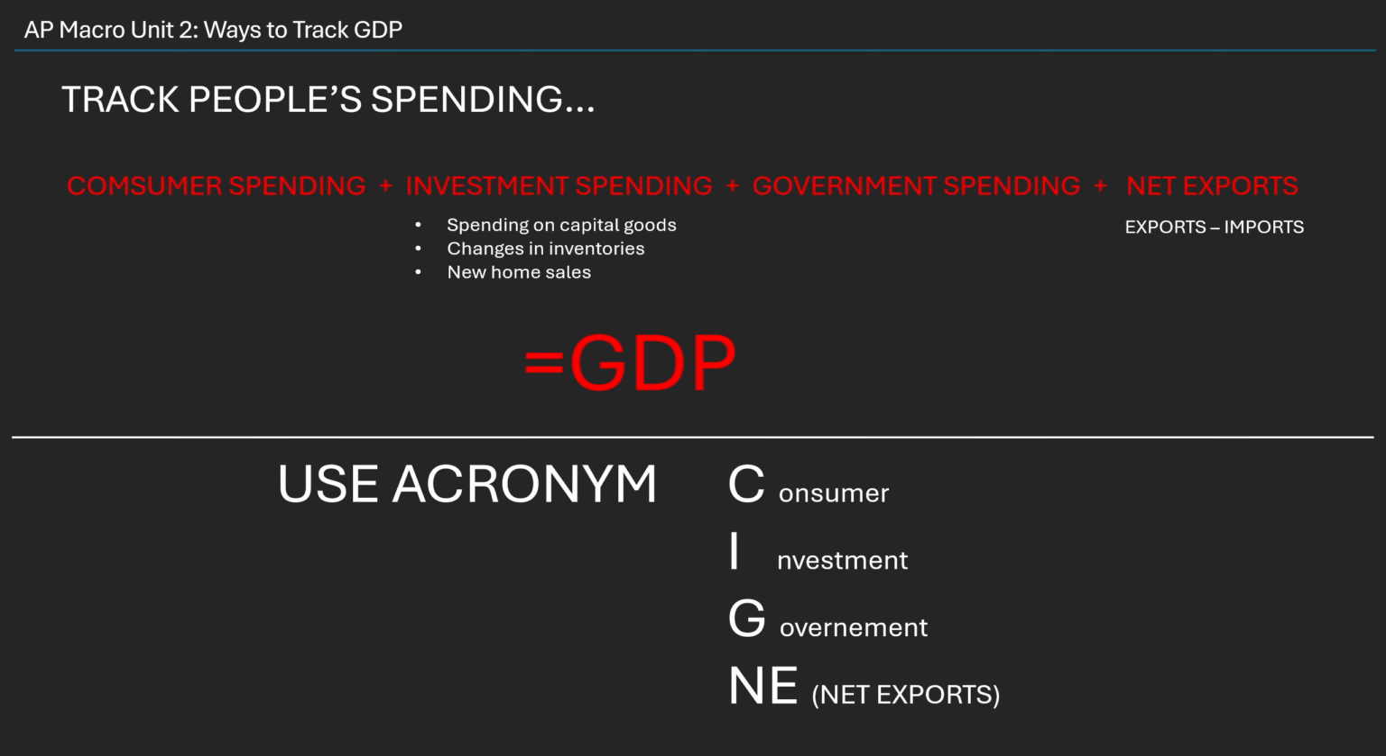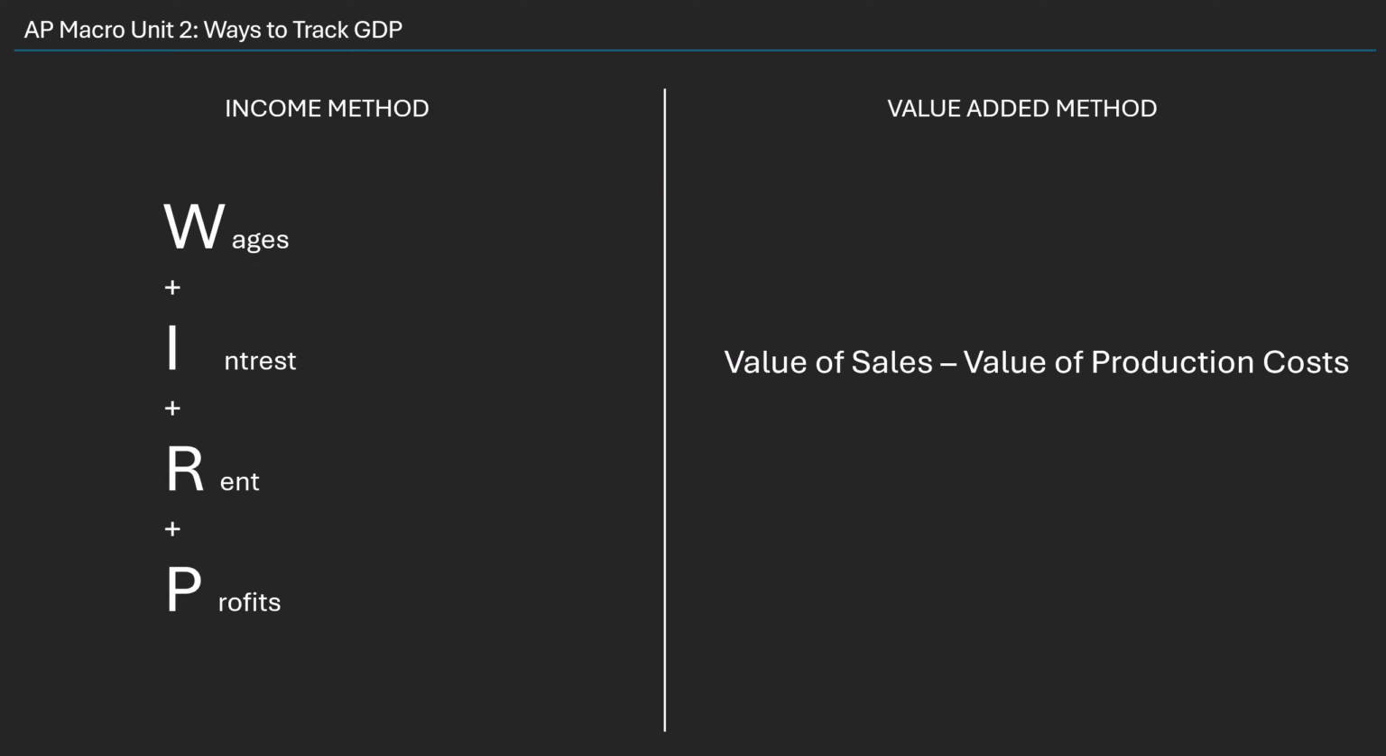There are multiple ways to track GDP. You can track people's spending, and the acronym you can use for this is CIGNE, consumer spending plus investment spending plus government spending plus net exports equals GDP. Net exports are just your exports minus your imports, and investment spending is any spending on capital goods, changes in inventories, and new home sales. So just remember the acronym CIGNE.